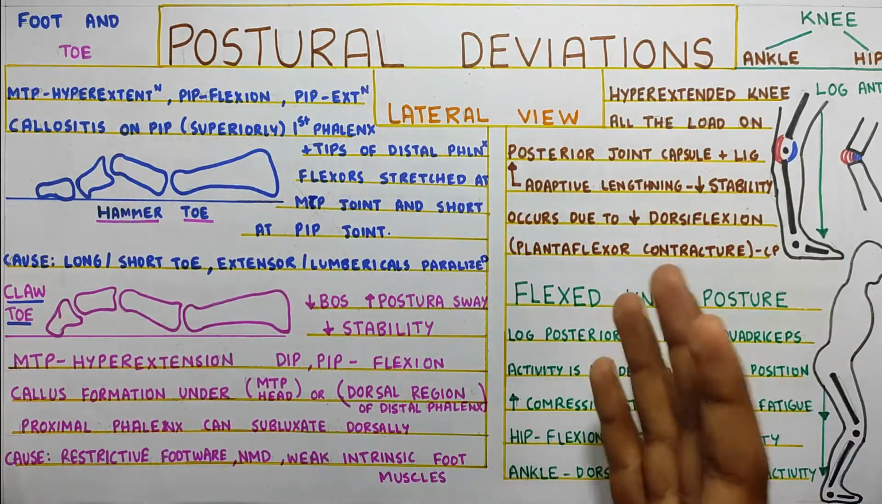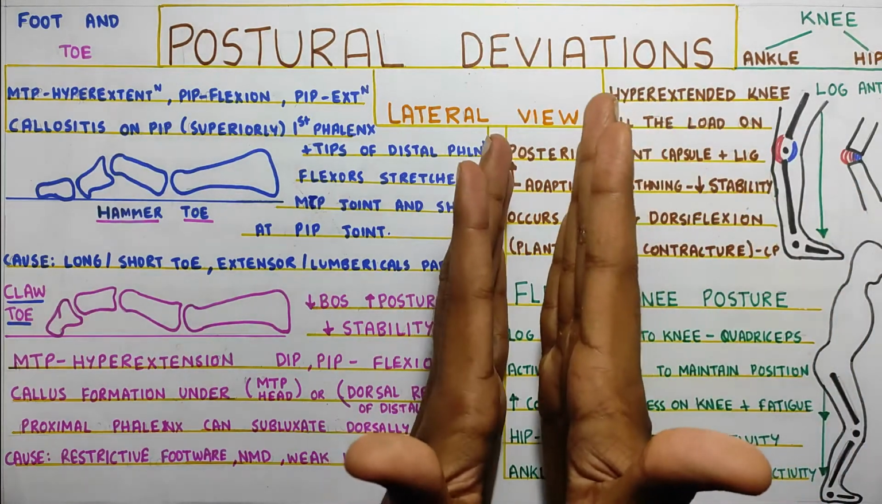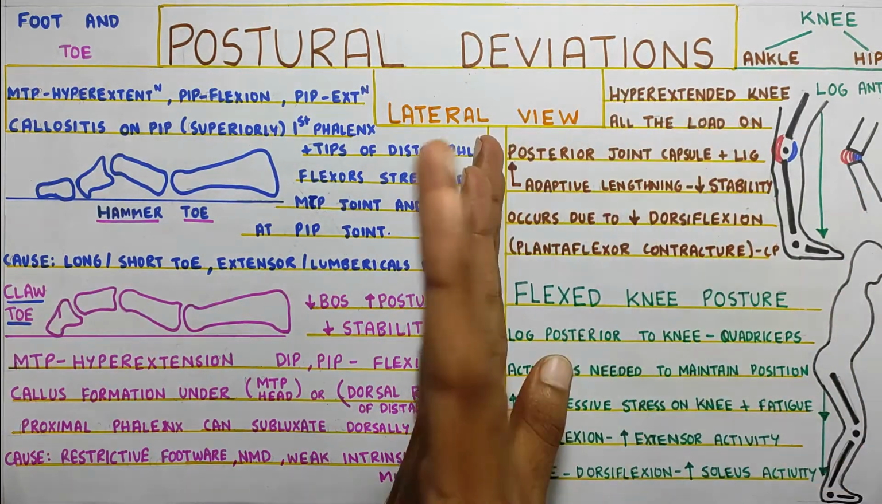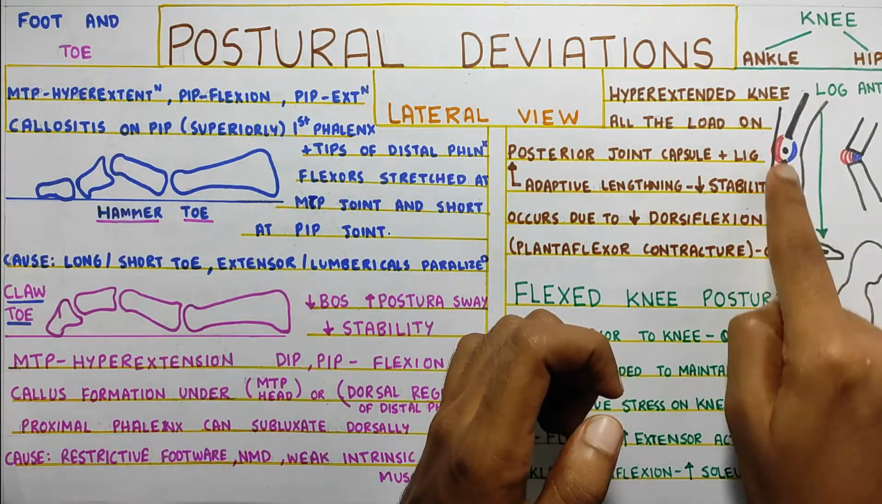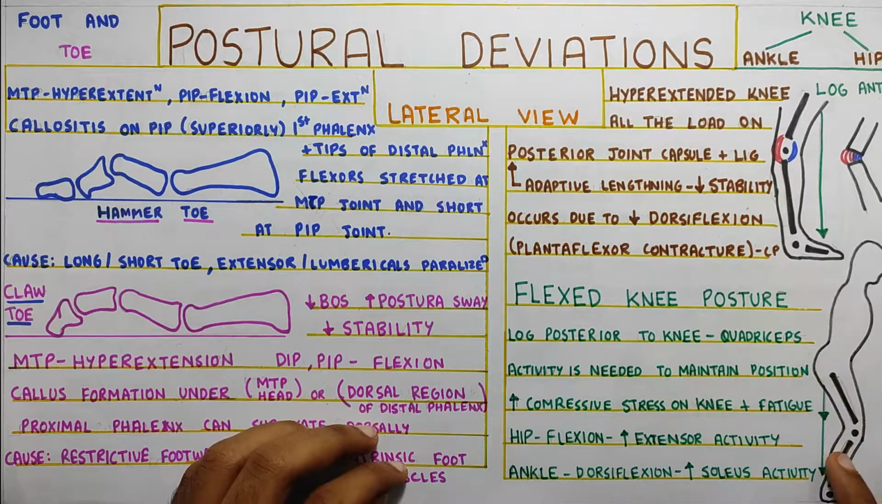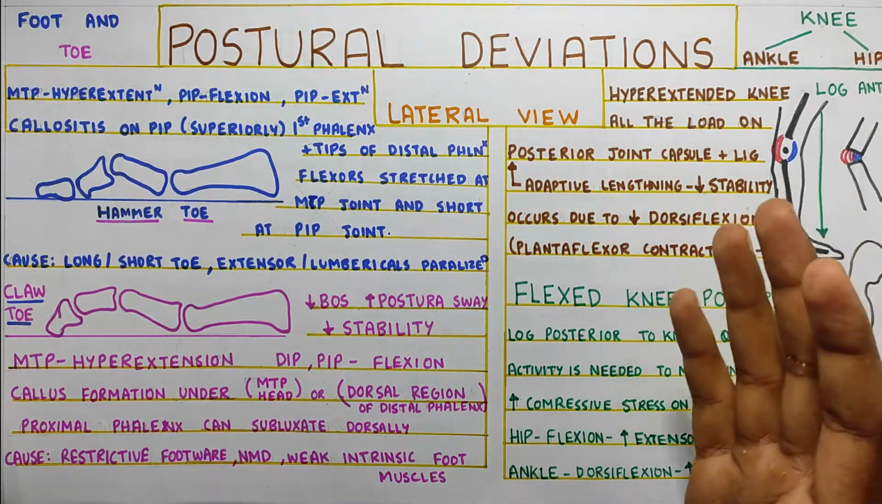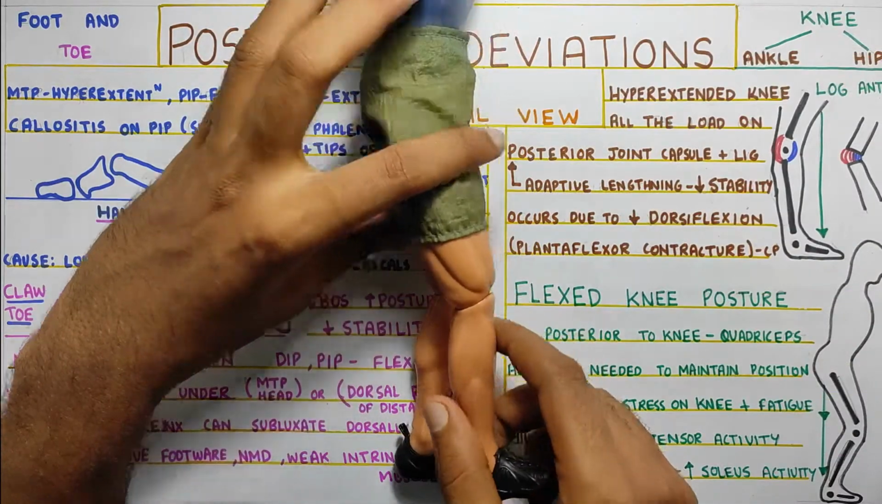Let's move ahead. Let's go higher up. In the knee, what can be seen? Either the line of gravity can be going anteriorly or posteriorly. If it goes anteriorly, there will be hyperextension of the knee, and if it goes posteriorly, there can be flexion of the knee. First we'll have a look at what happens if the line of gravity goes anteriorly. Now this is the normal knee, right?